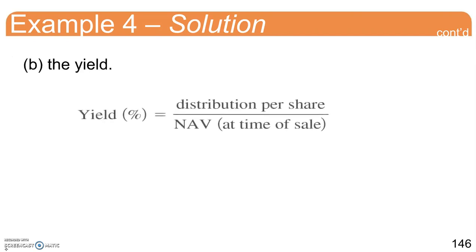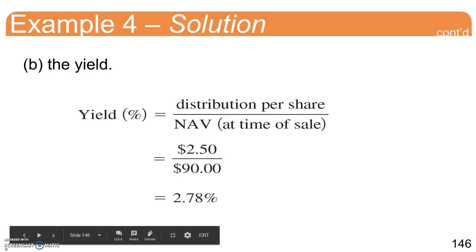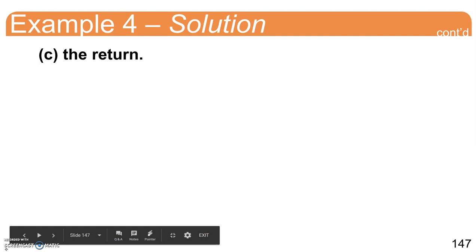We can calculate the yield percentage, and that's the distribution per share divided by the NAV at the time of the sale. So our distributions were given in the problem at $2.50, and at the time of the sale, it was $90. So it was a 2.78% yield on our investment.